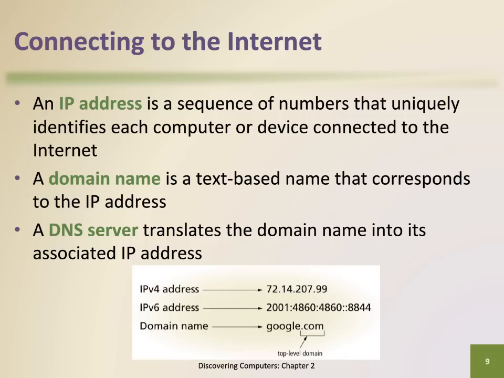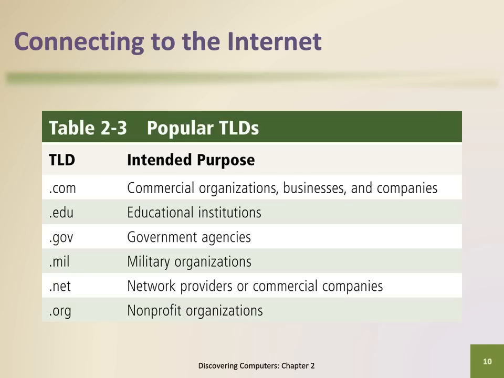Each domain name contains a top-level domain. In the domain name shown on the screen, .com is the top-level domain. The top-level domain identifies the type of organization associated with the domain. For example, .edu is John A. Logan College's website's top-level domain. Listed on this screen are several popular top-level domains.